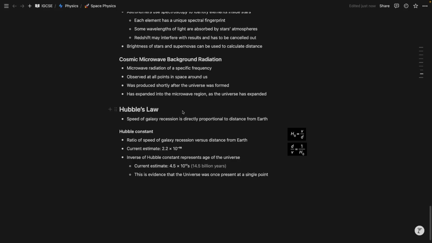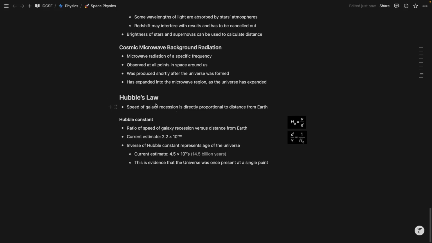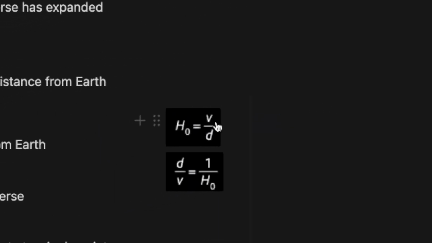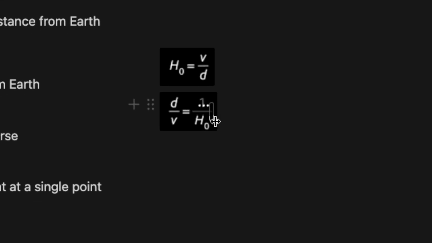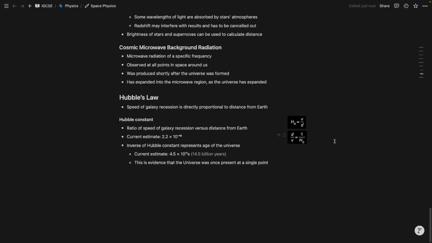Hubble's law dictates that the speed of galaxy recession is directly proportional to the distance from Earth. This is also dictated by the Hubble constant, which is the ratio of the speed of galaxy recession to the distance from Earth. You can see these two equations. H0 here is the Hubble constant, v is the velocity of recession, and d is the distance from Earth. And you can just invert this to find the inverse Hubble constant.